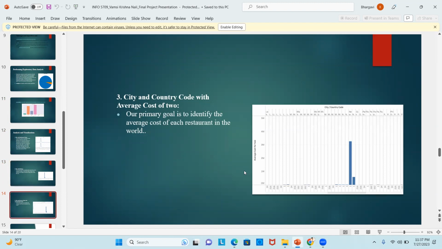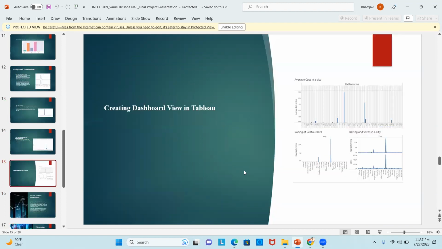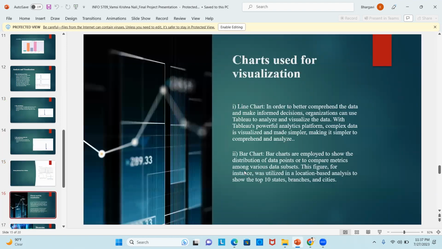The city and the country code with average cost for two. Our primary goal is to find the average cost of each restaurant in the world, and you can see this chart as it was mentioned. Creating a dashboard view in Tableau: average cost of a city, as you can see in its photo, and also the rating of restaurants. You can see the graph there, the rating of restaurants in a city.